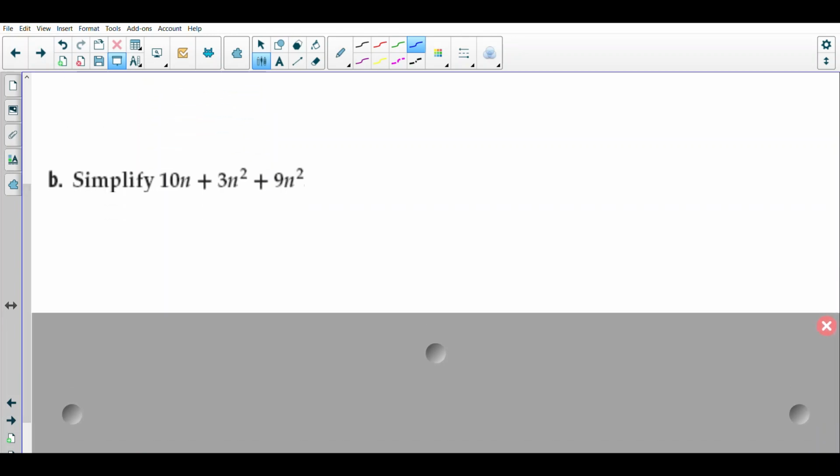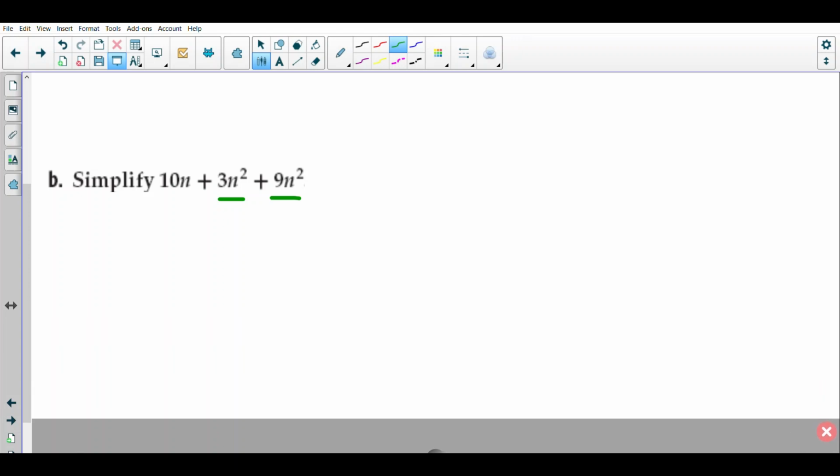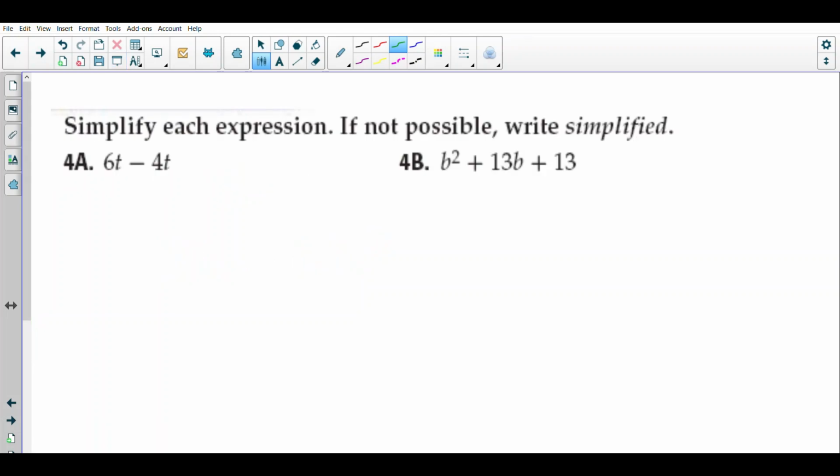Okay, so the next one, 10n plus 3n squared plus 9n squared. What I like to do when I have more than 2 terms is when I see like terms, I like to underline the ones that are common. That way I know which ones I'm putting together. So I have 10n by itself. It's not there, so it's just 10n. But then I have 3n squared plus 9n squared. Again, just add the number in front, the coefficient. 9 plus 3 is 12, and then bring the variable with it. Don't change it, bring it with when you combine like terms. Okay? All right, simplify each expression, same thing.